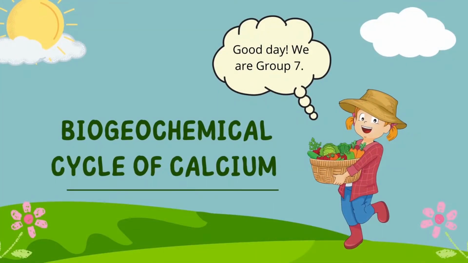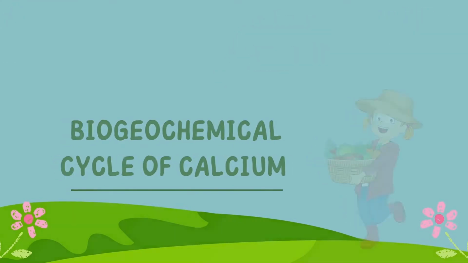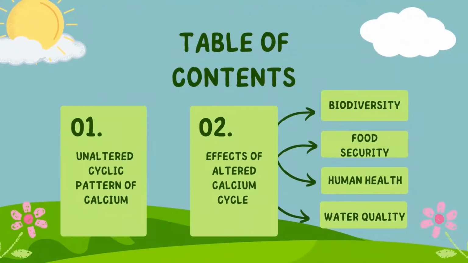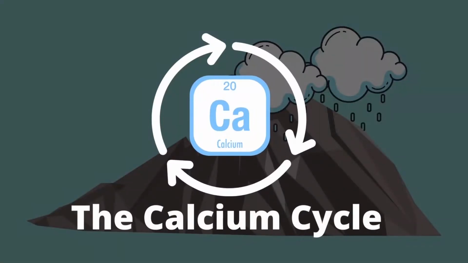Today, we will be presenting the biogeochemical cycle of calcium. As we proceed to the topic, we will see the cyclic pattern of how calcium is recycled in the environment, which will be made available for the assimilation of living organisms again. Along with this are the direct and indirect effects of the disrupted cycle of calcium, brought by climate change due to the unregulated anthropological activities.